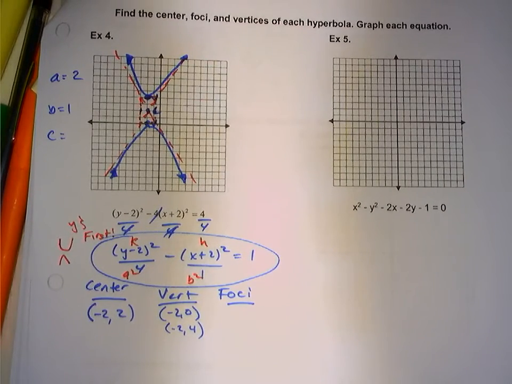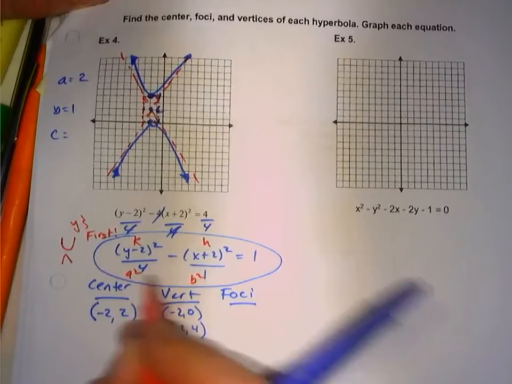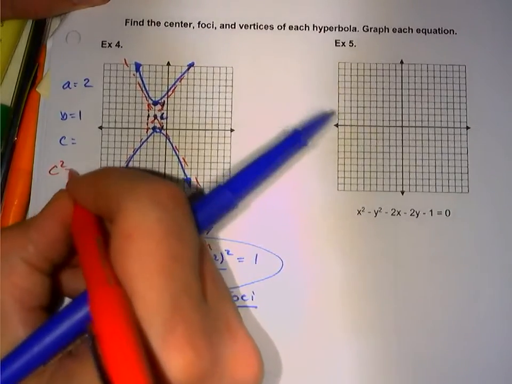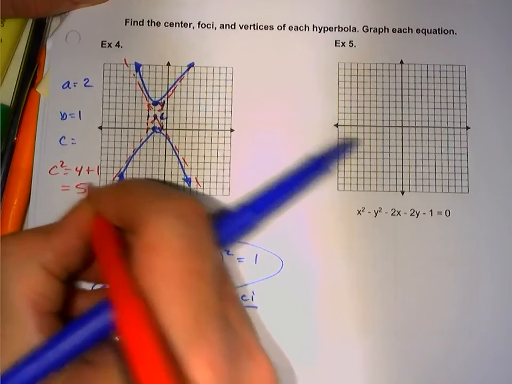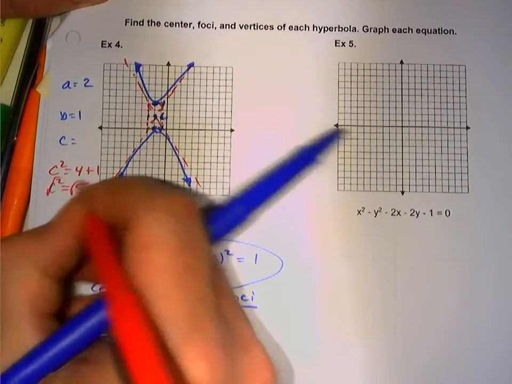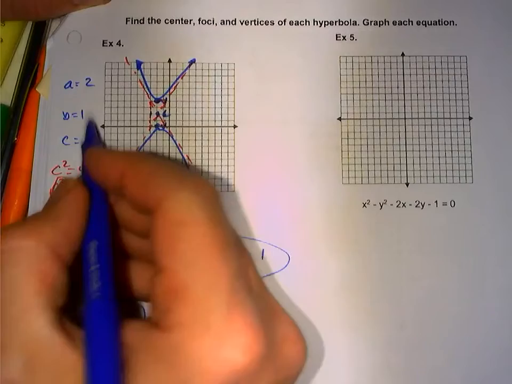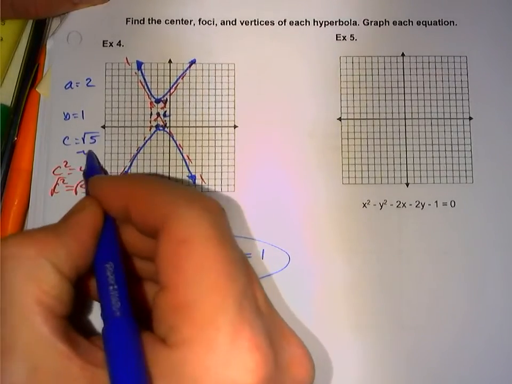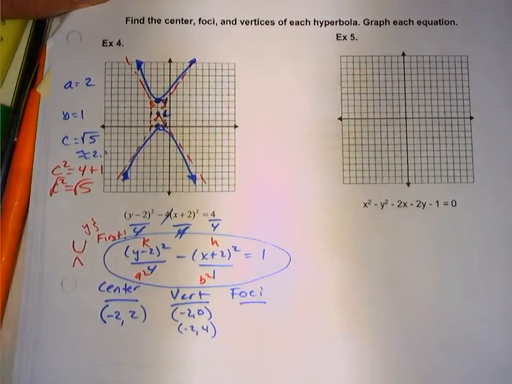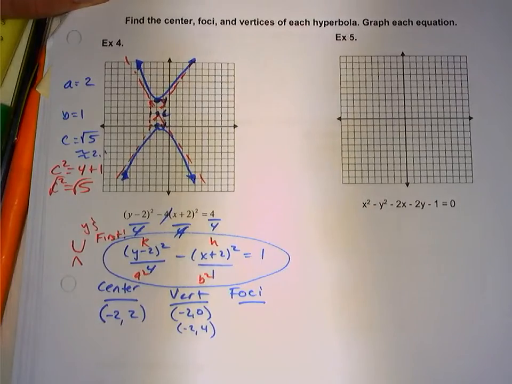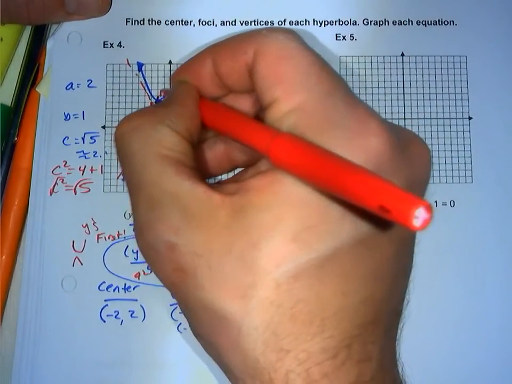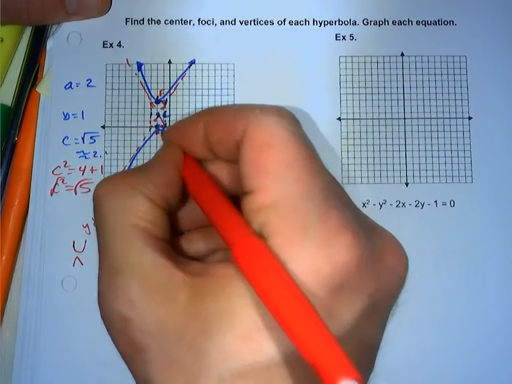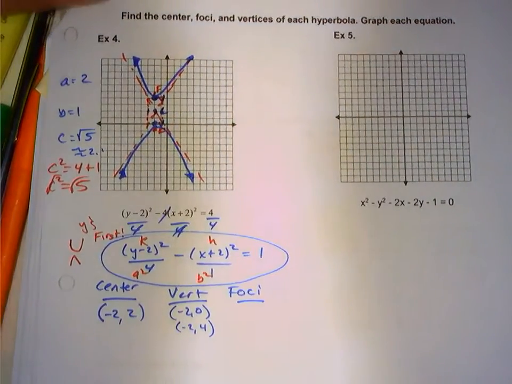Last but not least is your foci. Come back down here and add these two up. So C squared equals A squared plus B squared, which is 4, plus 1, which is 5. You square root it. We get the square root of 5. The square root of 5, guys, is like 2.1-ish or so. So we're pretty close to those foci. Really close to those vertices.